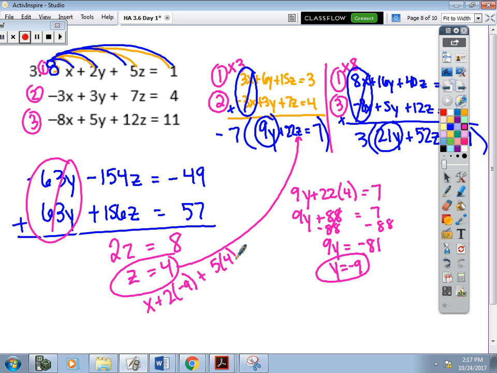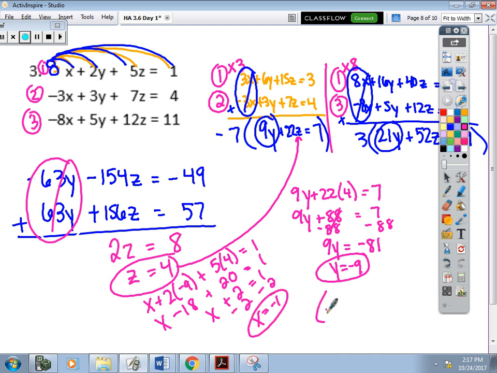Now, the mistake some students make is that they plug the number in for the wrong variable. So this would be -1, -9, 4.